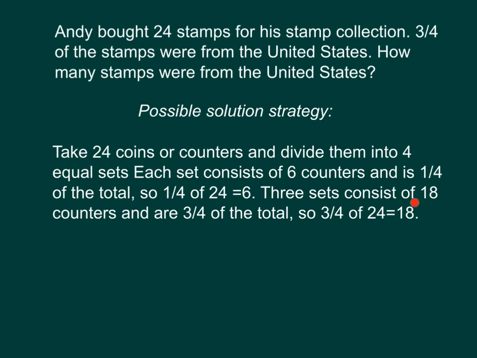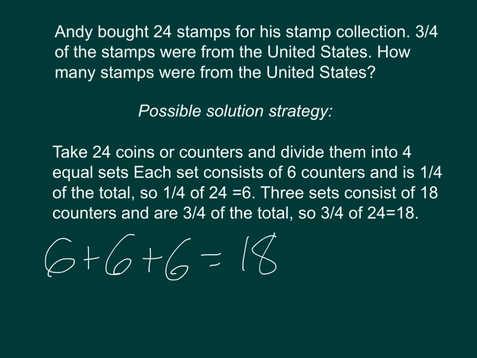3 sets consist of 18 counters, right? Because you would have 6 plus 6 plus 6 equals 18. And 3/4 of the total, so 3/4 of 24 equals 18. So our correct answer would be 18 stamps. Make sure you have your unit with your number.